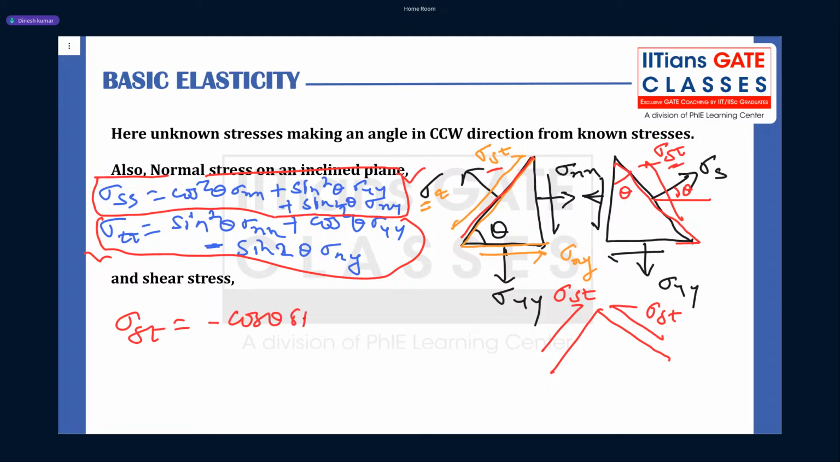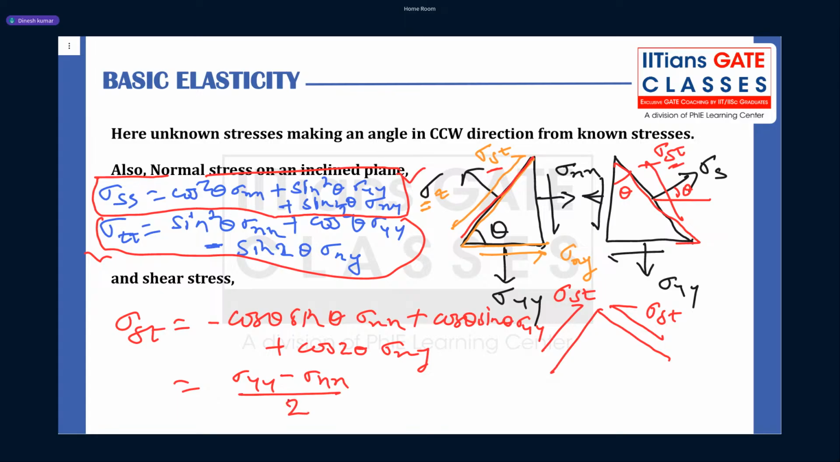Sigma st is equal to minus cos theta sin theta into sigma xx plus cos theta sin theta sigma yy plus cos 2 theta sigma xy, or further you can write this as sigma yy minus sigma xx by 2 times sin 2 theta plus cos 2 theta sigma xy. Okay, everyone, is it clear?